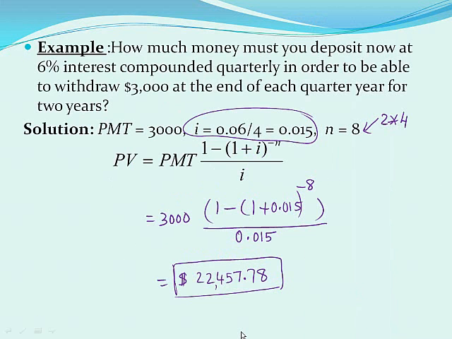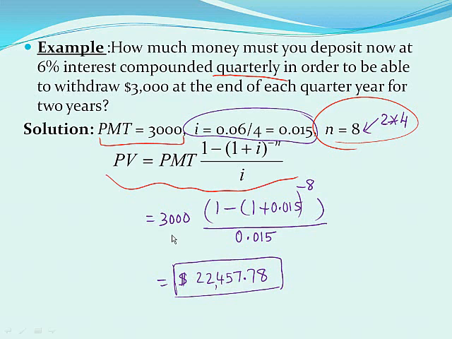Here is another example. How much money must you deposit now at 6% interest compounded quarterly in order to be able to withdraw $3,000 at the end of each quarter year for 2 years? Here the number of periods will be 4 multiplied with 2, which is 8. 4 quarters per year, 2 years. The payment will be 3,000. Interest rate per quarter will be 0.06 divided by 4, which comes out to be 0.015. Now we have the present value formula here. Substitute, use the calculator, and we will get $22,457.78.